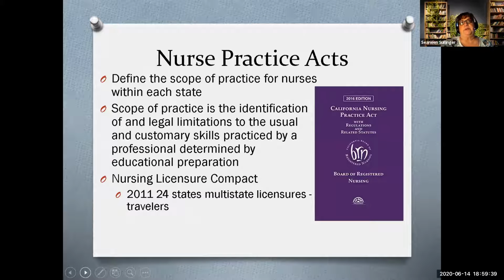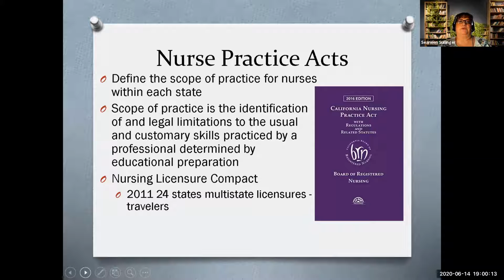So here's an example of the Nurse Practice Act. This is for California, it's the 2016 edition. The Nurse Practice Act defines the scope of practice for nurses. And if you're a respiratory care therapist, PT, or OT, you have your own practice act available to you. It gives you legal limitations and what the normal and customary skills are that are supposed to be practiced by nurses or other healthcare professionals in your profession.